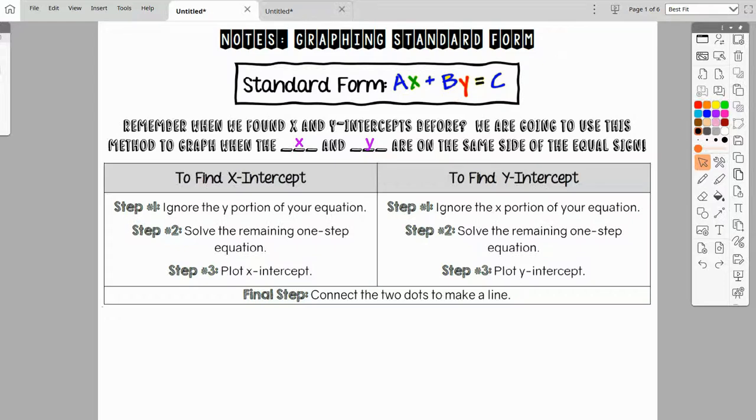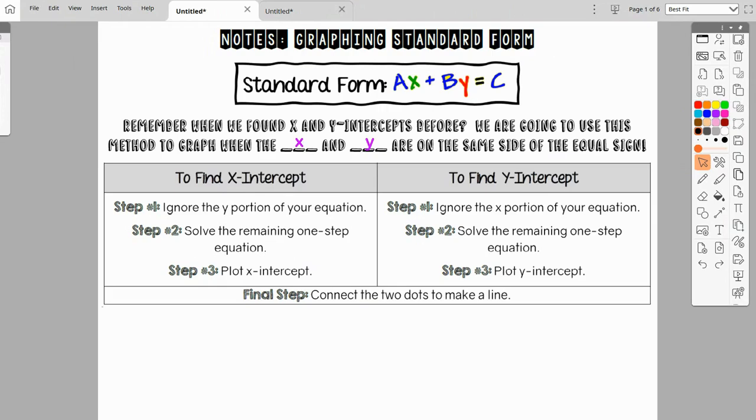In today's lesson, we're going to graph standard form. Standard form is going to be ax plus by equals c. Remember when we found x and y intercepts before? We're going to use this method to graph when the x and y are on the same side of the equal sign.